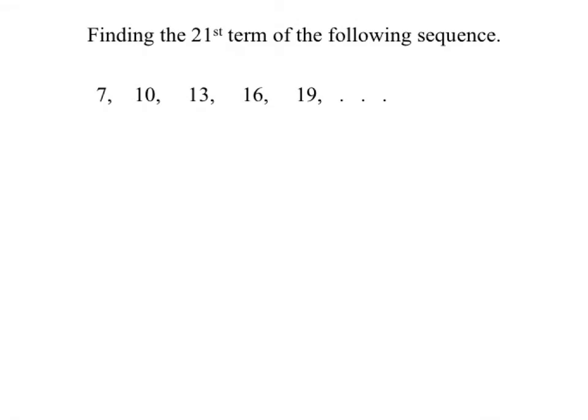Finding the 21st term in the following sequence, 7, 10, 13, 16, 19, and so on. Go ahead and look at our sequence and find our pattern first. What it takes to get from 7 to 10, 10 to 13, 13 to 16, and so on. And we see that our pattern is increasing by 3. That means 7 plus 3 is 10, 10 plus 3 is 13, 13 plus 3 is 16, and so on.